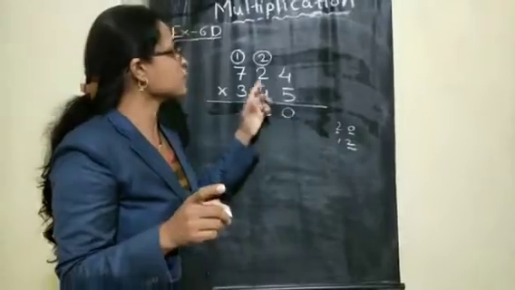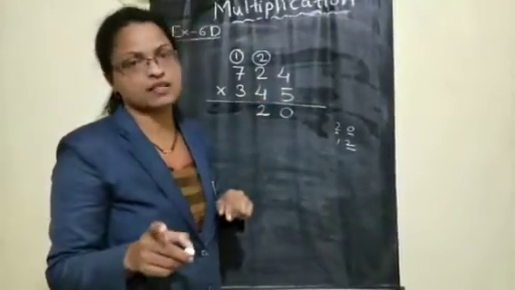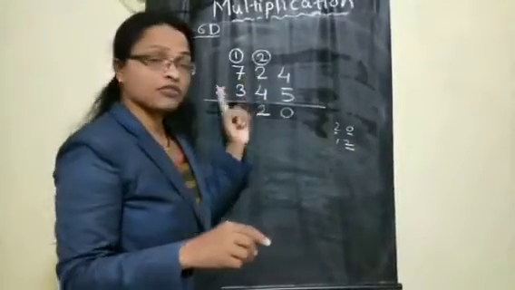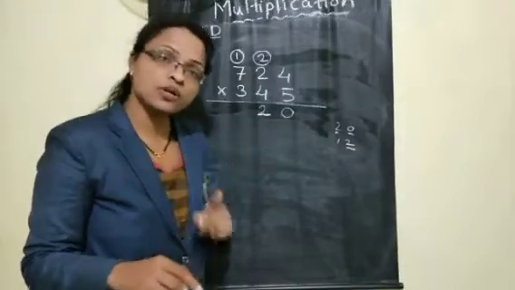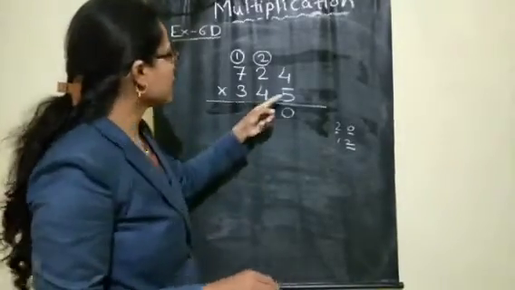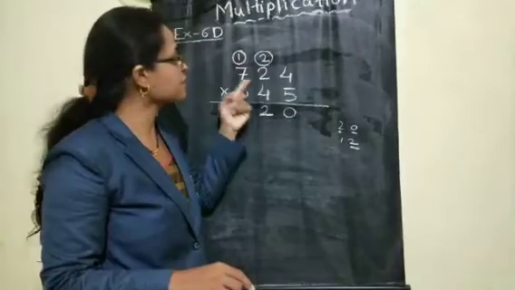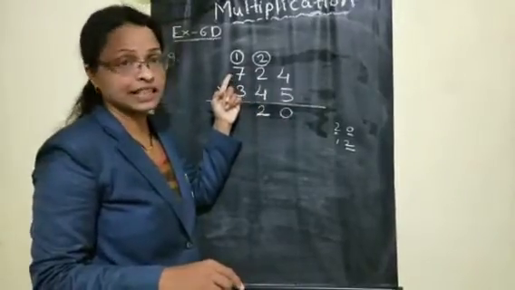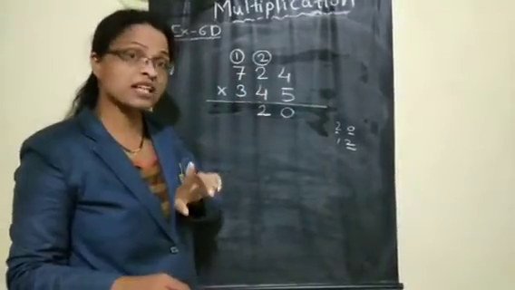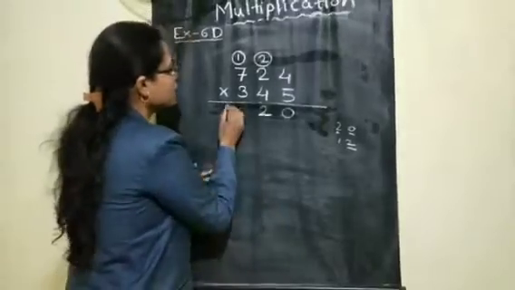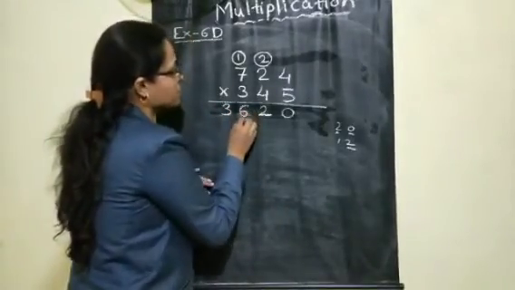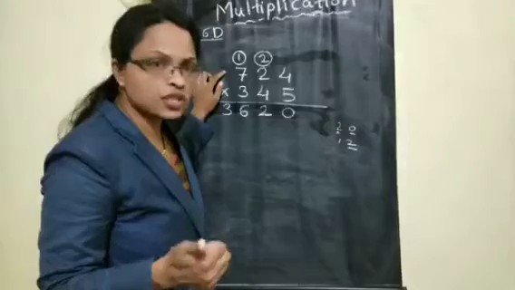Sometimes many children only multiply and directly write the answer. So don't forget to add the carry. Compulsory you have to add the carry. Now let us move for the next place, that is the 100 place. 7 5s are 35. 35 plus carry 1, 36. Now both the numbers we are writing down because next place there is no number.